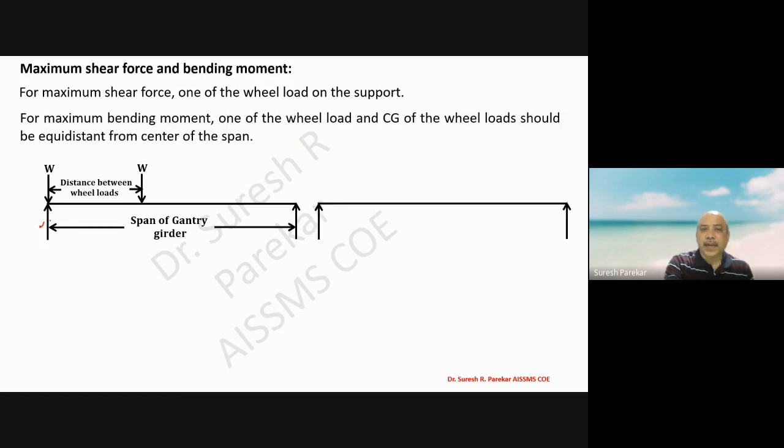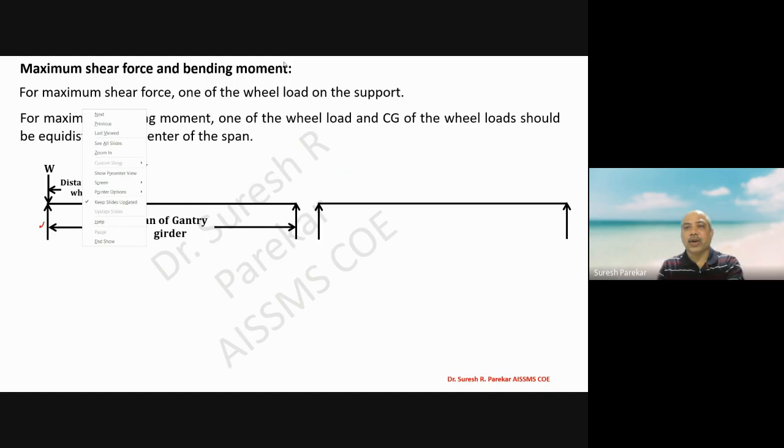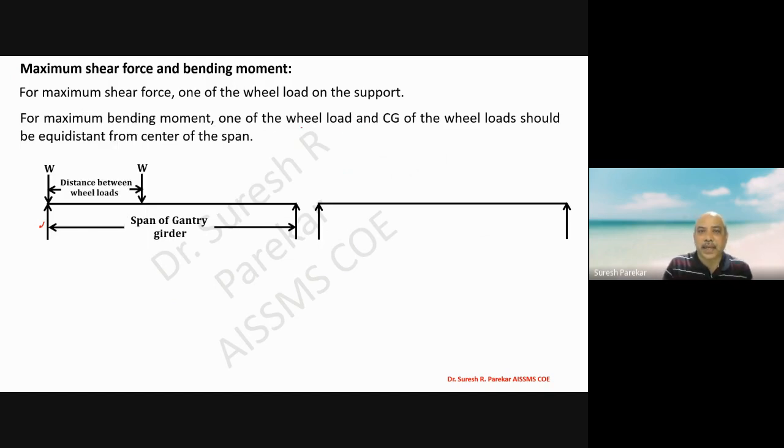Then we have the maximum bending moment. For maximum bending moment, this is most important. Now you have to keep in mind that one of the wheel loads and the CG of the wheel loads should be equidistant from the center of the span. So this statement plays a very important role when we are going to determine the maximum bending moment.